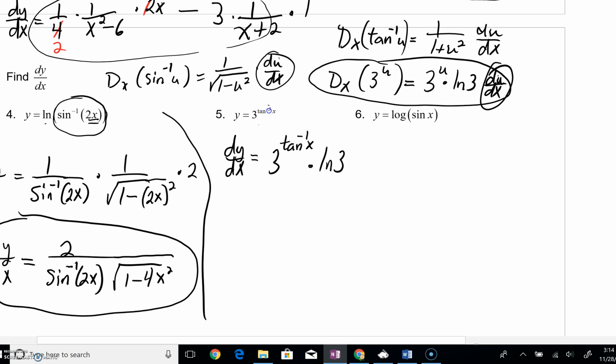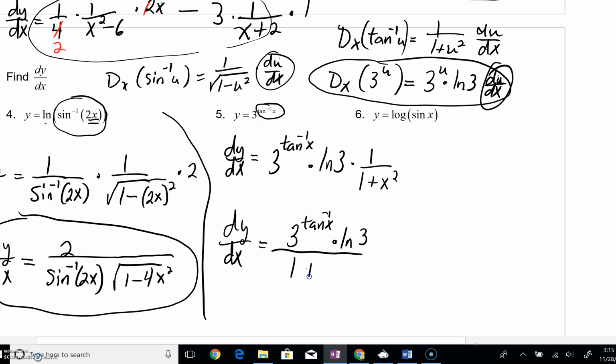Got to take that derivative of the inside part. What's the derivative of inverse tangent? Plain and simply, it's 1 over 1 plus x squared. So cleaning this up, we can do that very quickly. We'll have 3 to the inverse tangent of x multiplied to the natural log of 3 all over 1 plus x squared. And that would be number 5.